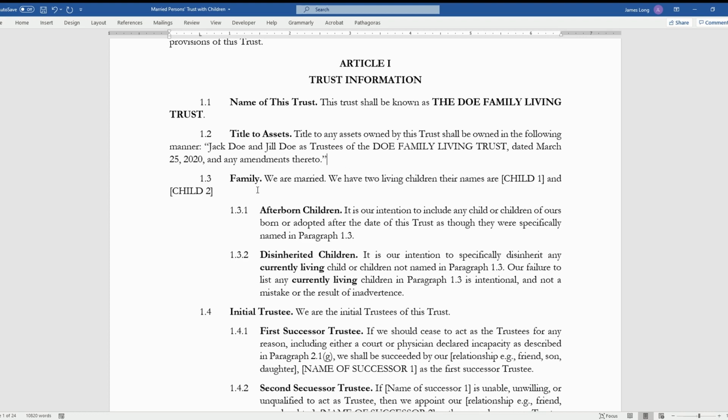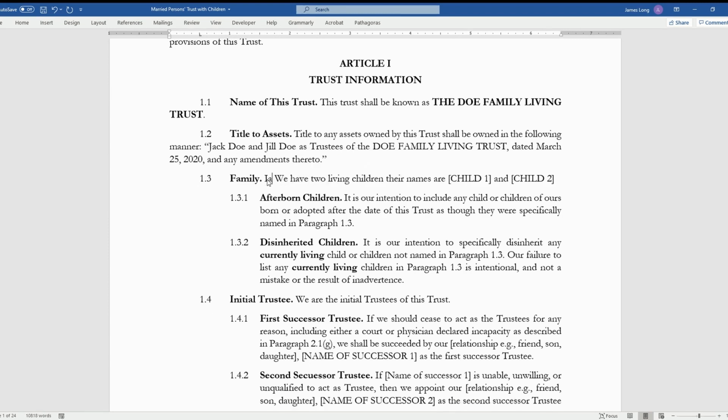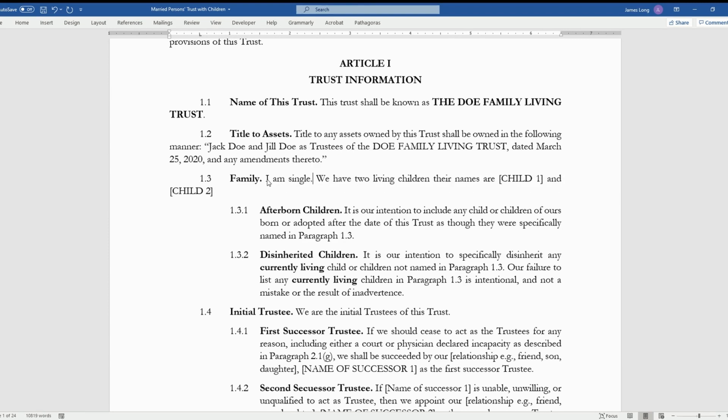Okay, family information. If you are married, if you're single, and if you have kids or don't have kids, this is the part where you're going to want to edit. You'll probably be doing the most editing at 1.3 right here. So for family, it says we are married. If you are single, guess what? You just type I am single. Easy. All right.